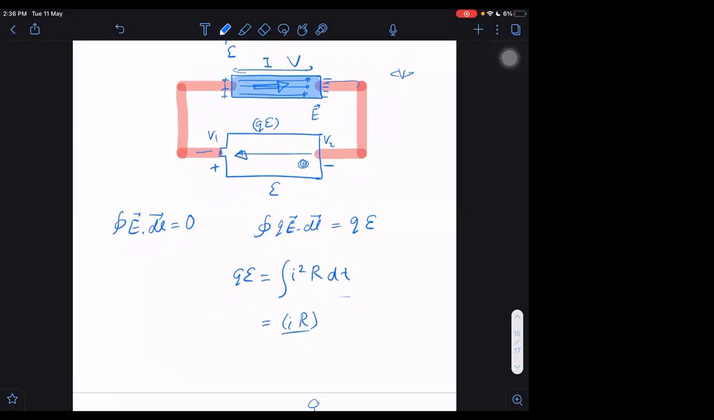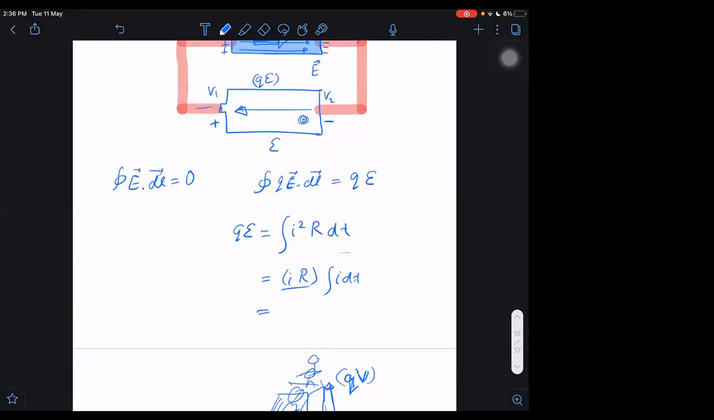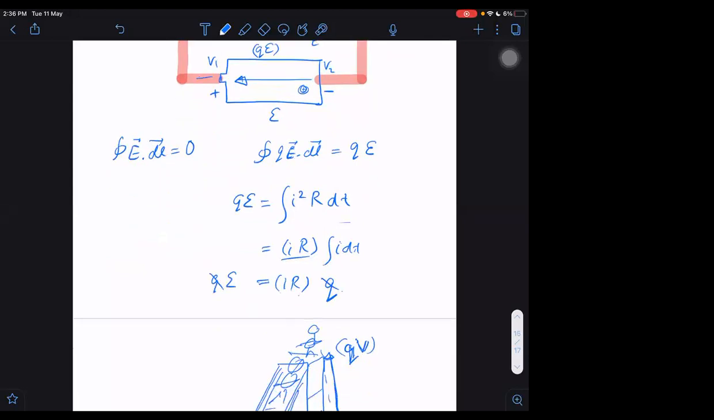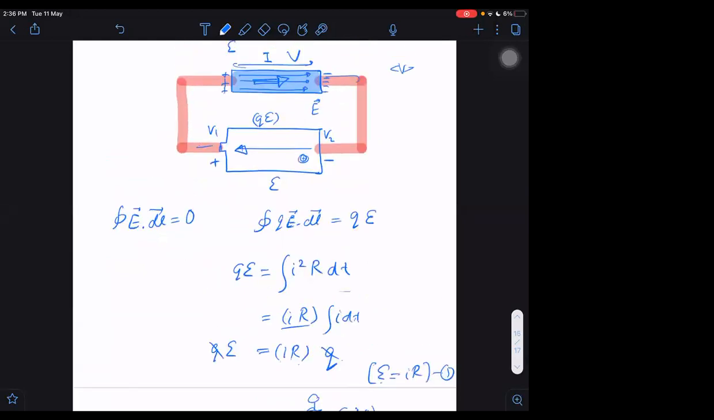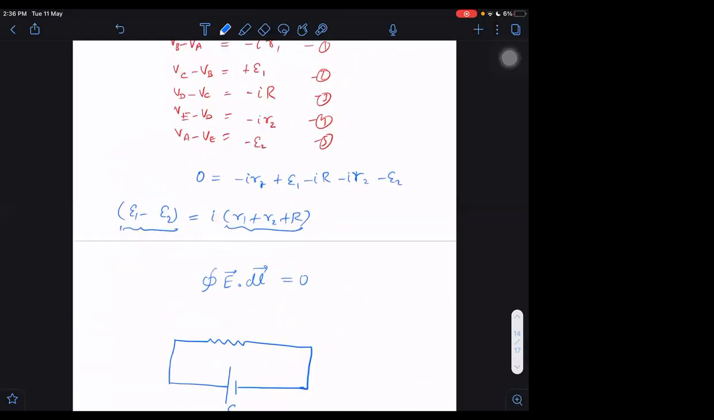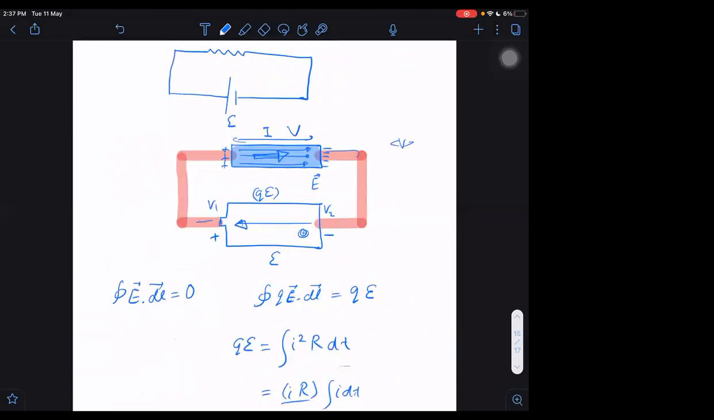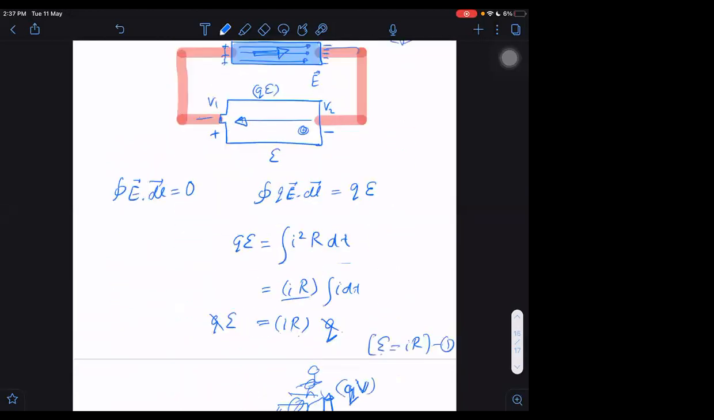One I will take common, and one I will keep inside. That will give us Q into IR. On the other side we are getting QE. Q cancels. What are we getting? E equals IR. That also follows from Kirchhoff's law. If I were applying Kirchhoff's voltage law, would I get the same equation or not?